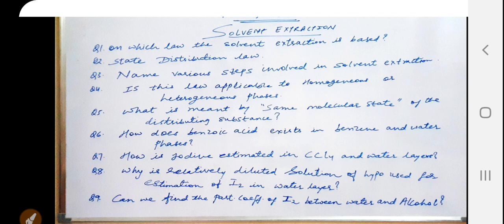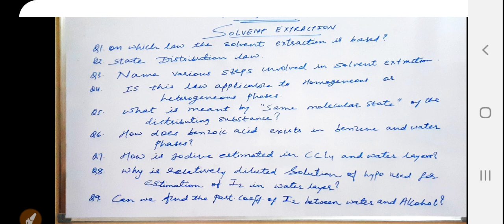The next question is question number 7. How is iodine estimated in carbon tetrachloride and water layer? So do you know the answer to this? It is estimated volumetrically with the help of hypo solution. So it's basically volumetric titration in presence of hypo solution.